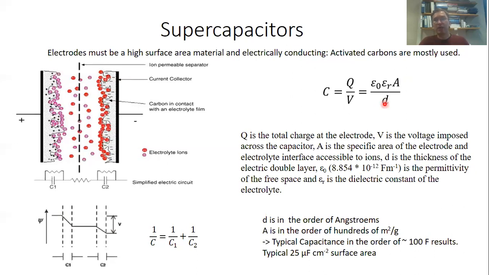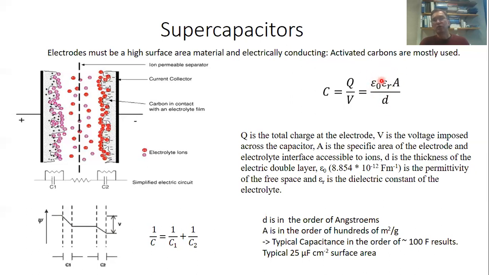capacitances which are many orders of magnitude larger in comparison to parallel plate capacitors. So while parallel plate capacitors typically can achieve capacitances in the order of microfarads, we can achieve capacitances in the order of farads to hundreds and even thousands of farads available.